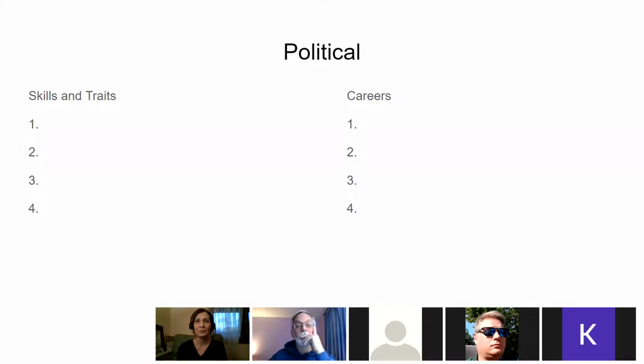Some experience in government could help in this area. Yeah, knowing how the internal process works. Absolutely. Any other skills and traits? Educated about the issues. Yes. They're intellectually curious about all of these issues.